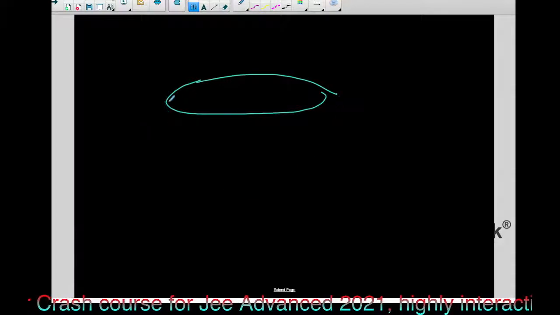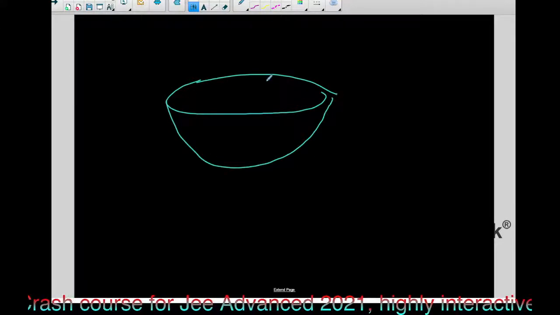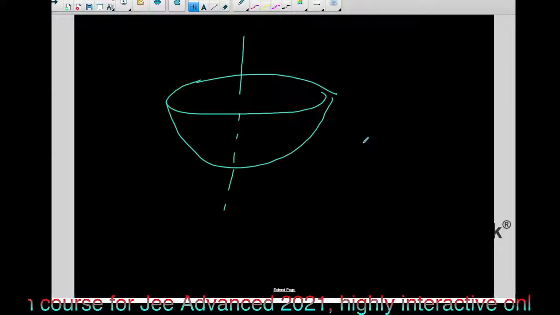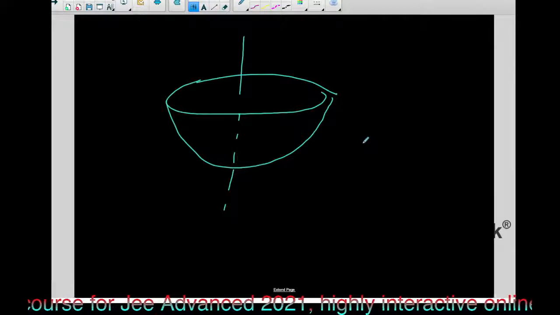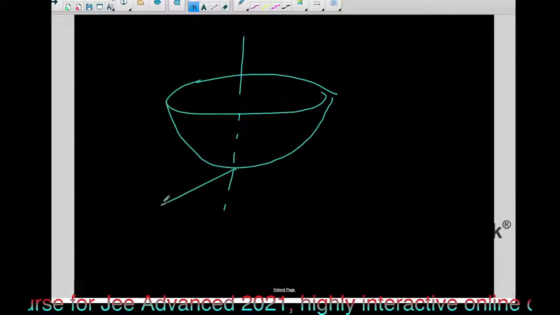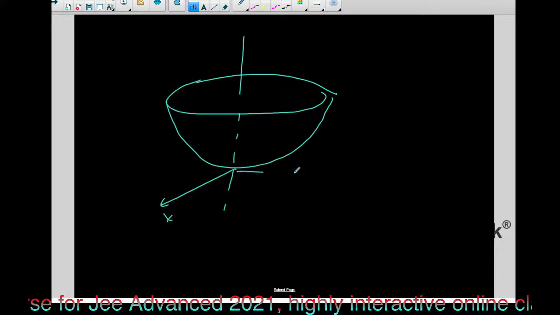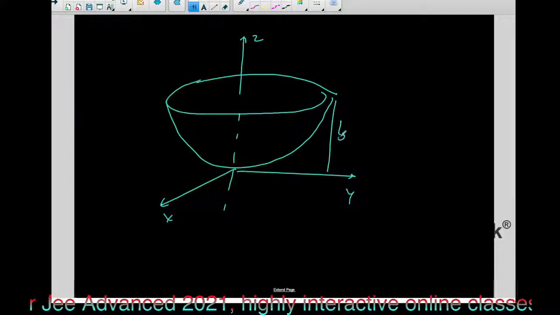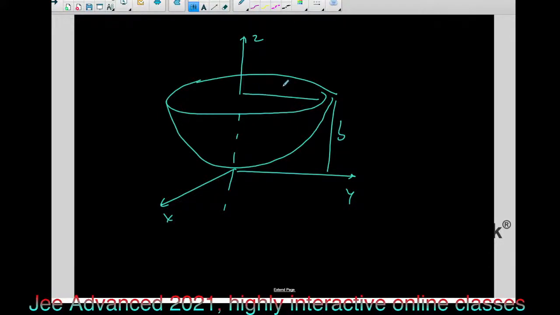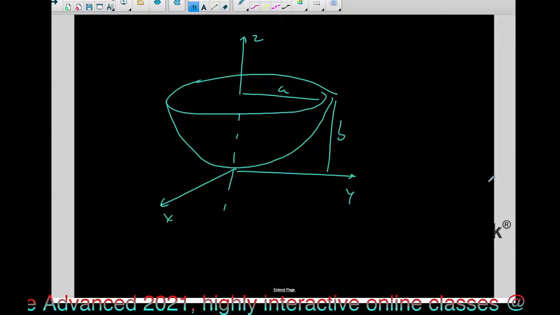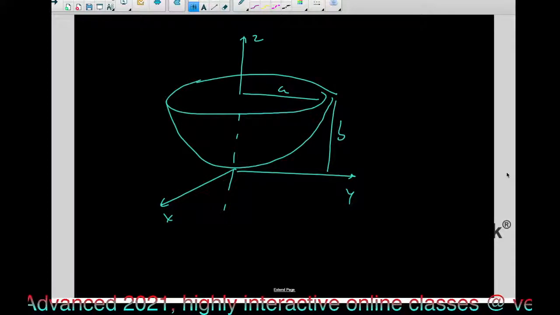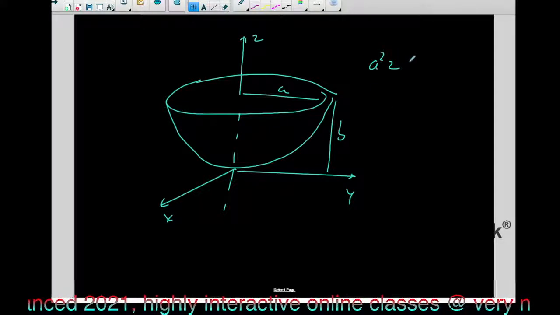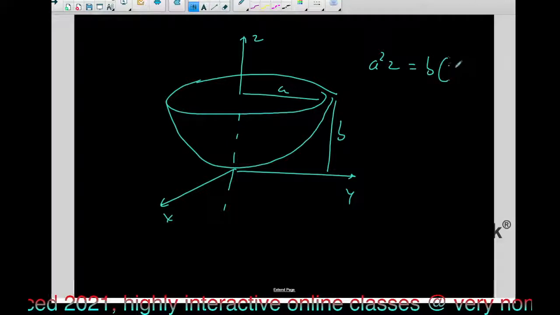This is like a cone type, and let's say this is the z-axis, this is the x-axis, and that is the y-axis. This is b, and this is a. Instead of a cone, it is a paraboloid. The equation of its parametric form is also given over there: a square z equals b times under bracket x square plus y square.